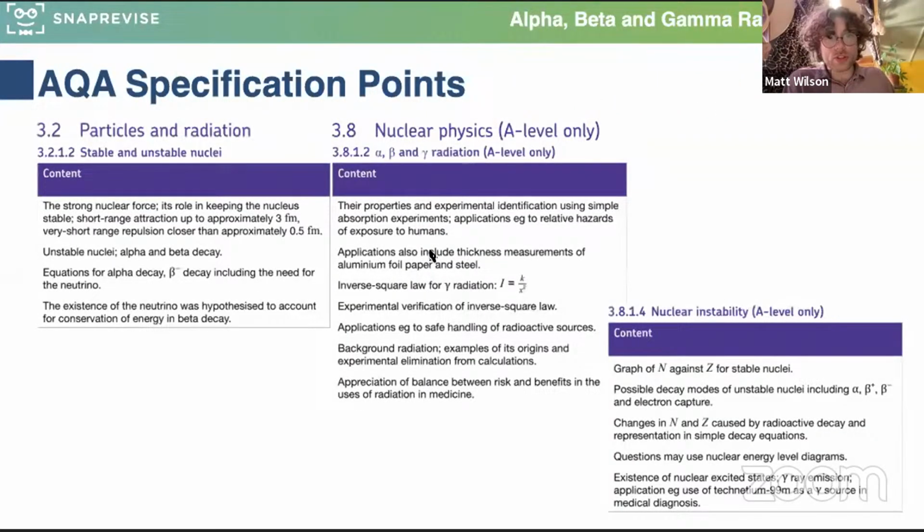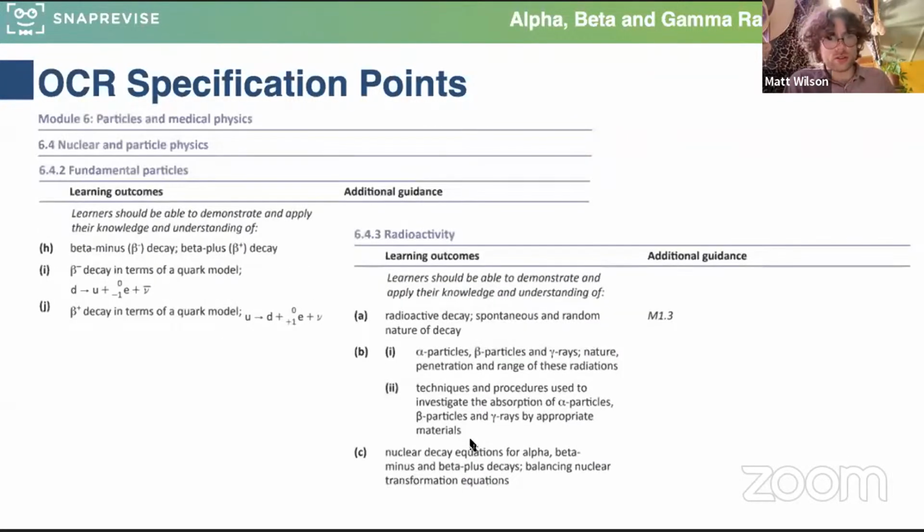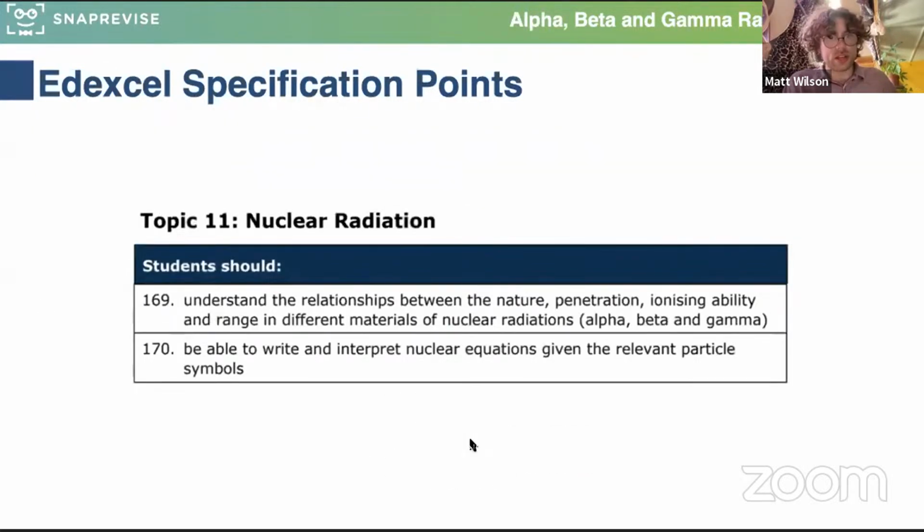So, for someone who was asking about whether this is A1 or A2, I don't know if this makes it clear for them, but here are the spec points that we're going through and the kind of indexes in the syllabus. So you may be able to figure it out from this, but I'm fairly sure it's A2. Here's the OCR spec points, module 6. And here's the Edexcel spec points, which look more concise, but that's always true for Edexcel.